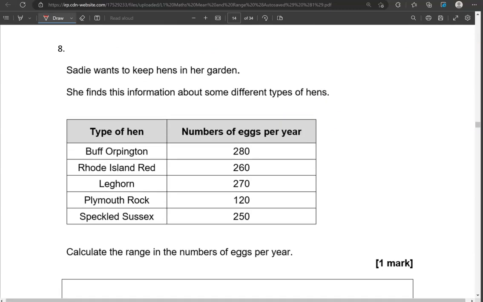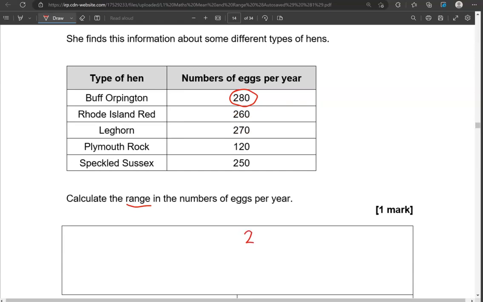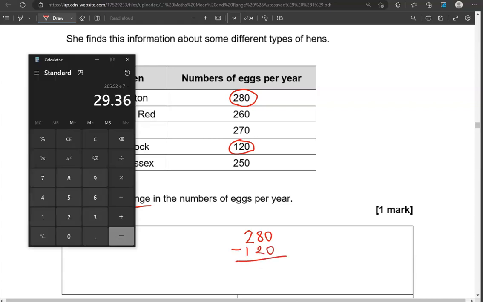Sadie wants to keep hens in her garden. She finds information about some different types of hens. Calculate the range in the numbers of eggs per year. So we're working out the range. The highest number out of 280, 260, 270, 120 and 250 is 280. And the lowest is 120. So 280 take away 120 gives us 160.